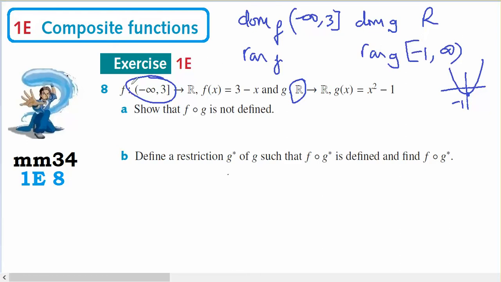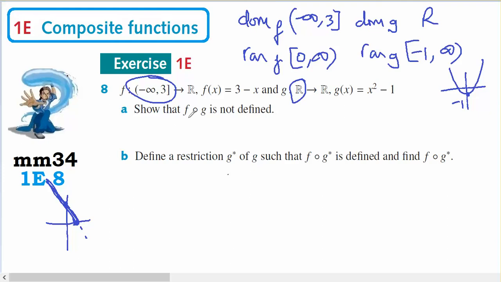In F's case, I've got a straight line that goes through at 3 and has a gradient that is negative, but the restricted domain is it finishes at 3, so it finishes here, so the graph will look like this. 3 minus 3 is 0. So its range is 0 to infinity, inclusive of 0.